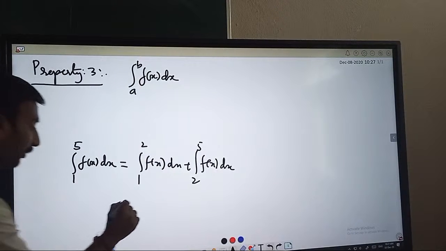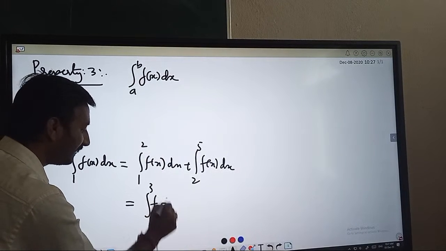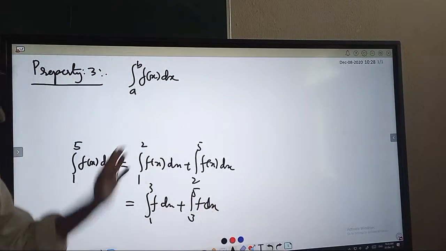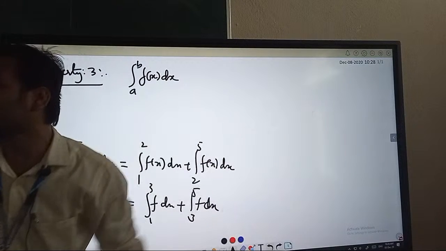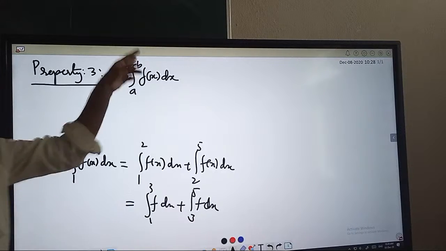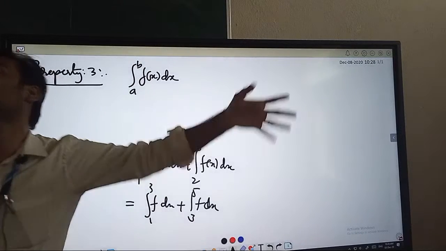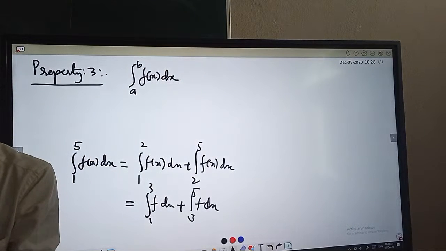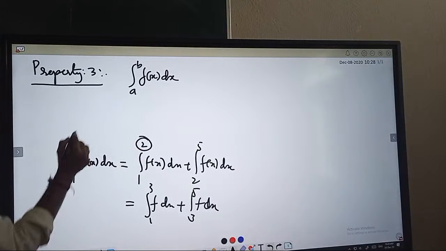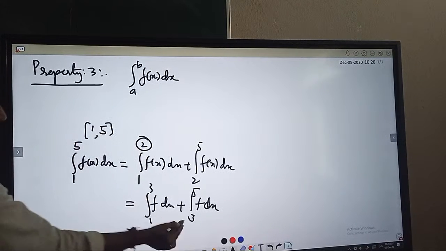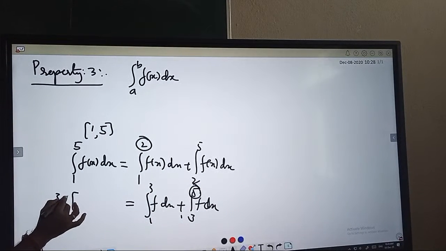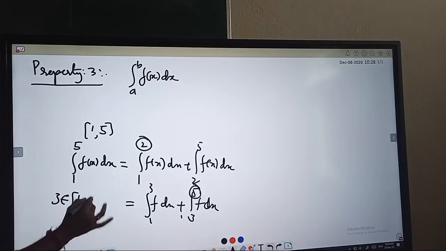Or else what you can do, integral from 1 to 3 of f(x) dx plus integral from 3 to 5 of f(x) dx. Or else 1 to 2, 2 to 3, 3 to 4, 4 to 5, any numbers you can split. So, the interval a to b can be split into any n number of terms, and the sum of all that is always equal to this one. But a very important thing: this 3 must be in between 1 to 5, it belongs to 1 to 5.